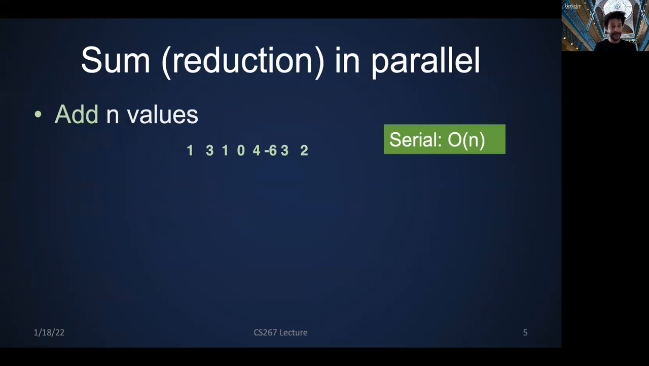Here's another example. Let's say you want to add a bunch of numbers, and this doesn't need to be adding. This can be any reduction. It can be multiplication, finding the minimum, or finding the maximum, as long as there are some restrictions on the operation, such as associativity. As long as those are satisfied, you can run this computation with any operation. Serially it's very trivial, right? You just go over the list and sum them up. It takes order n work for a list of size n, meaning n values to add.